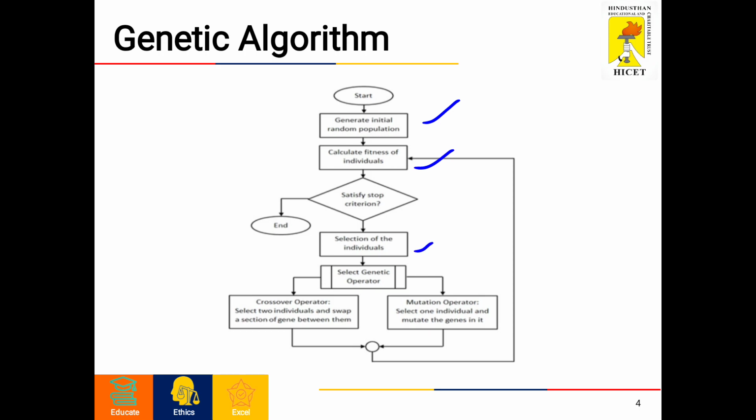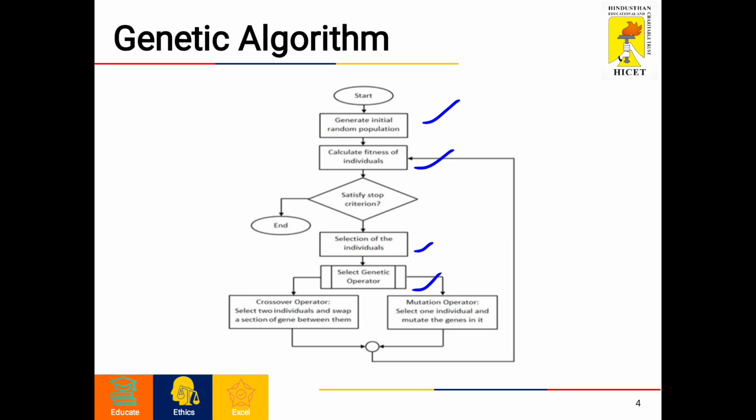We'll calculate the fitness of each individual in the population using a fitness function. The third phase is selection. We'll be selecting individuals from the current population based upon the fitness scores, so individuals with higher fitness will be more likely to be selected. There are different methods to select individuals, such as rank-based selection, tournament selection, wheel selection, etc.